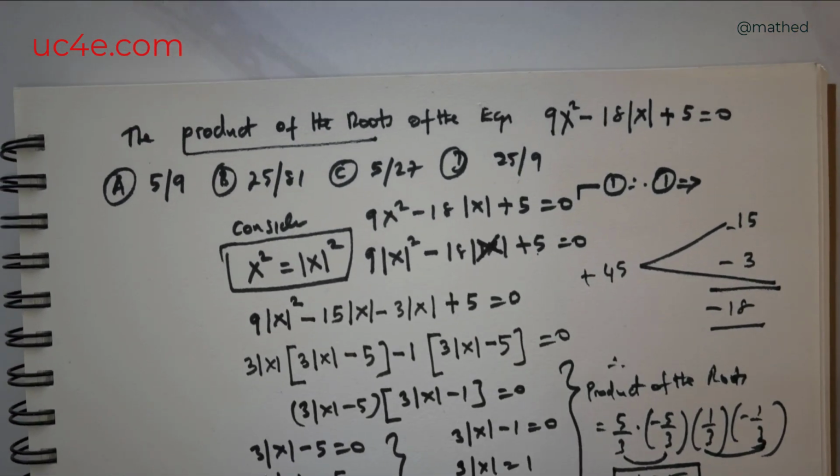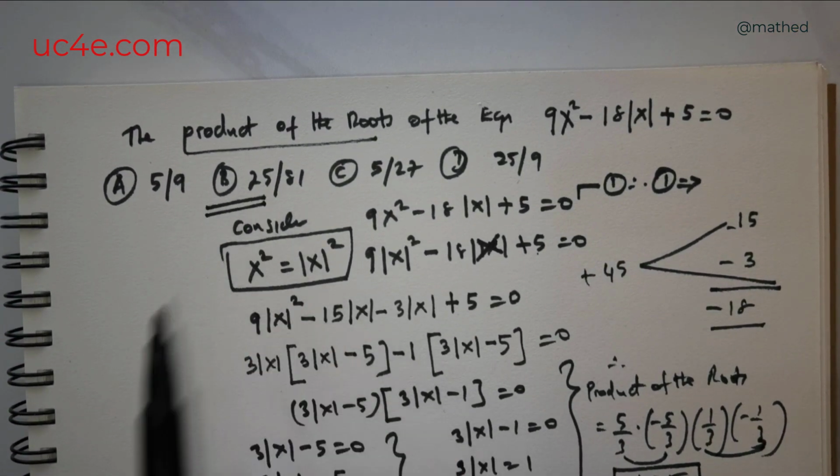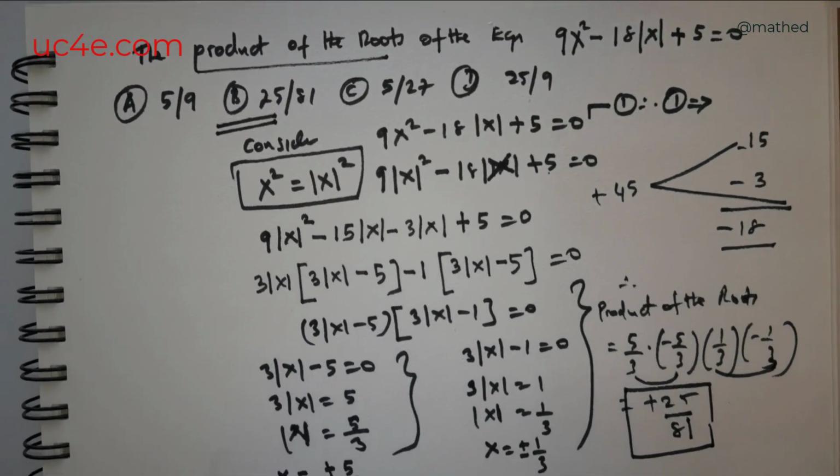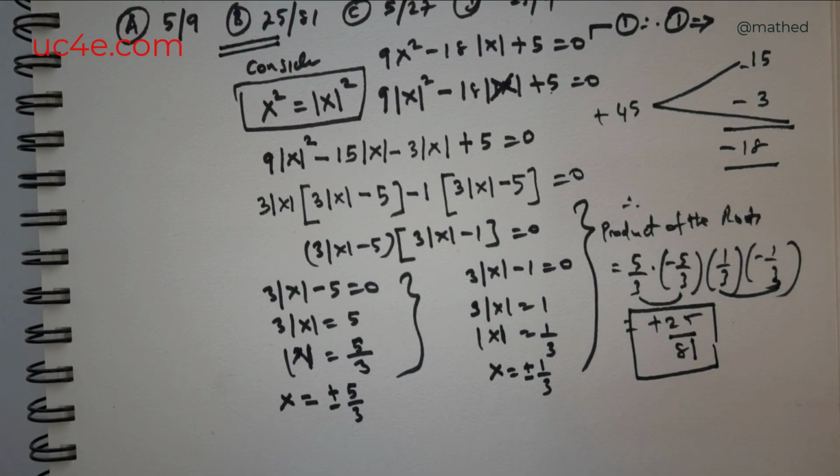So this is the solution, 25 over 81. Where do we have that? Right here, 25 over 81. So that's the solution for this question. Students, let's move on to the next one.